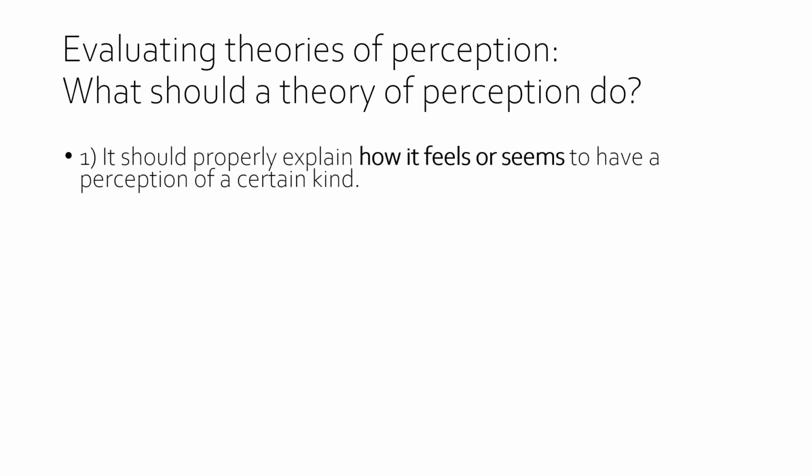So a good theory of perception should properly explain how it feels or seems to have a perception of a certain kind. So if I'm hallucinating that there are pink elephants running around on the ceiling, a good theory of perception should explain how it feels or seems to me to have that experience. This is sometimes known as the phenomenological test, from phenomenology, which is the study of appearances.